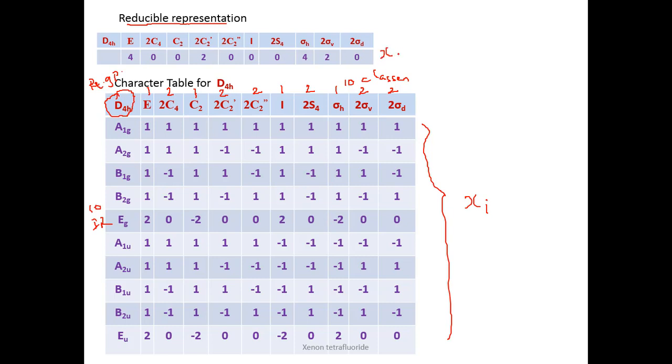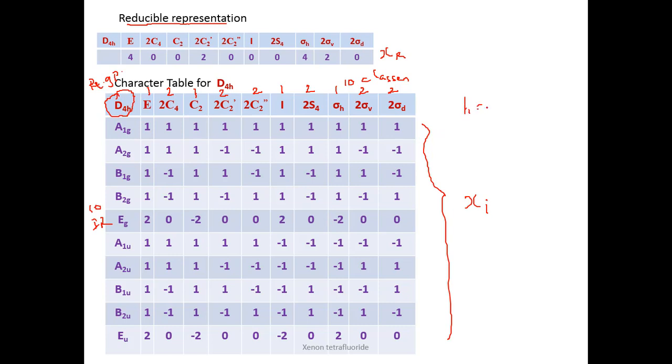These are the characters of reducible representation. The characters present in the character table are the characters of irreducible representation, and GP is 1, 2, 1, 2, 2, 1, 2, 1, 2, 2, etc. And these are the irreducible representations.